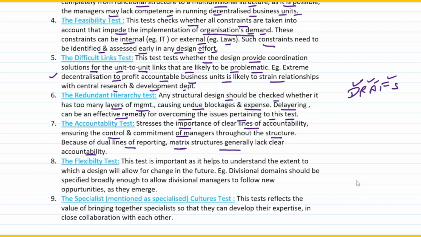This test is important as it helps to understand the extent to which a design will allow the change in the future. Because it is flexible, flexibility is what? Basically your ability to change. So this test will help you to understand the extent to which the design that you're following will be allowed to be changed in future or not. Example can be, divisional domain should be specified broadly enough to allow divisional managers to follow new opportunities as they emerge. So basically when you pass through the flexibility test, that does mean that your divisional managers are able to gauge the new opportunities as and when they come.